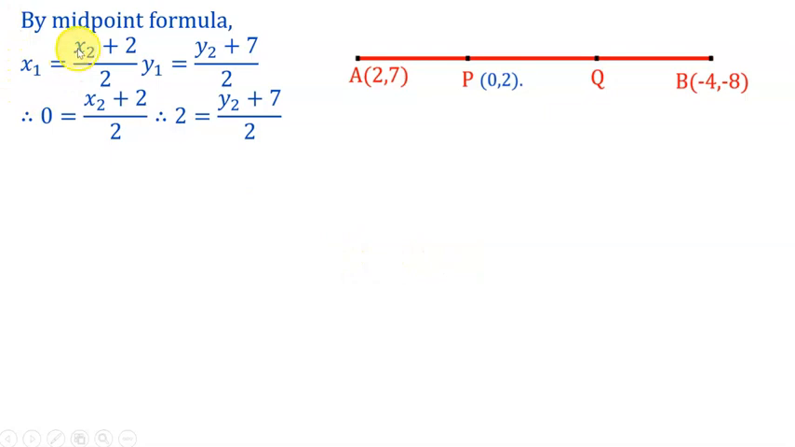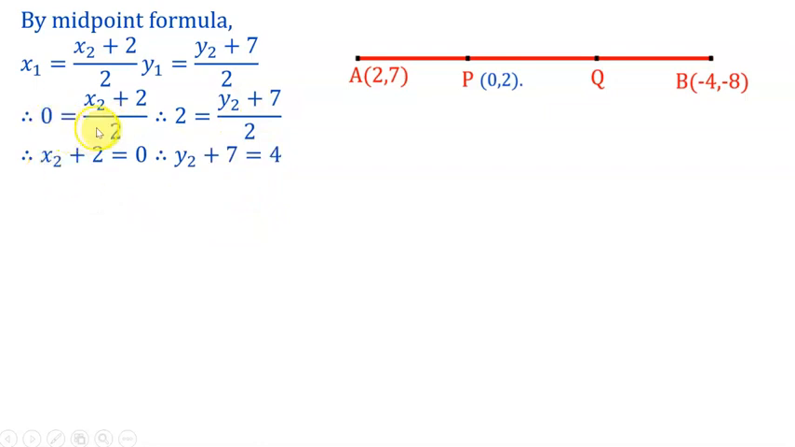That is, x1 is equal to (x2 + 2)/2 and y1 is equal to (y2 + 7)/2. Therefore, here the x coordinate of the point P is 0, which is equal to (x2 + 2)/2, and y1, which is the y coordinate of the point P, is 2. So 2 is equal to (y2 + 7)/2. Therefore, x2 + 2 is equal to 0.